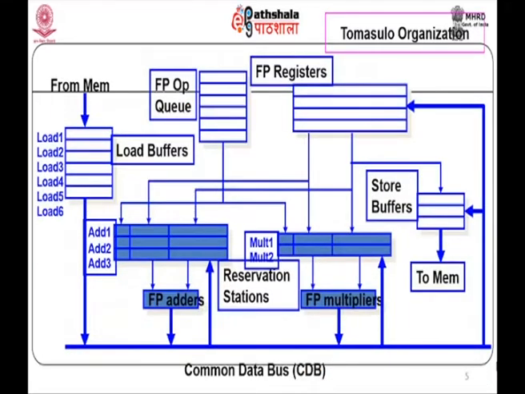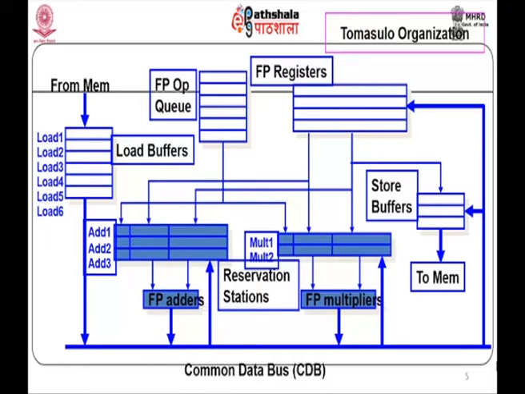So this is the architecture of your Tomasulo's approach. Just to recall whatever we did in the previous module, you have a set of floating point registers, you have a floating point instruction queue. So instructions are prefetched and put into the floating point instruction queue, and they are removed one by one from the floating point instruction queue. So as an instruction is issued, it is removed from the queue and it is issued.